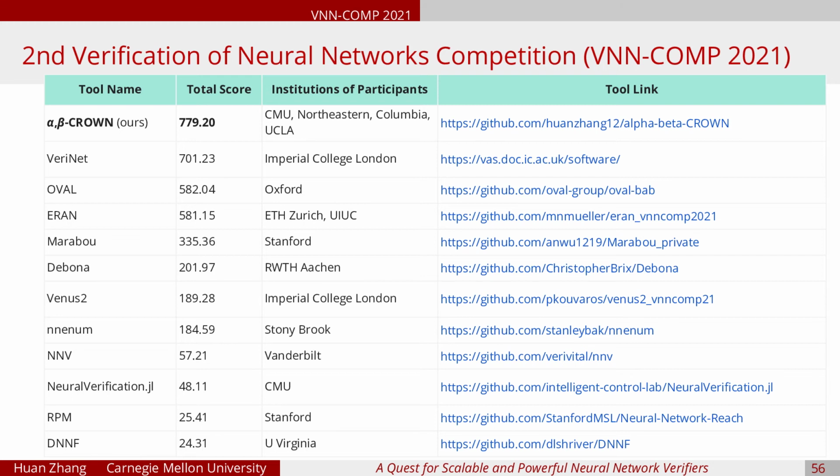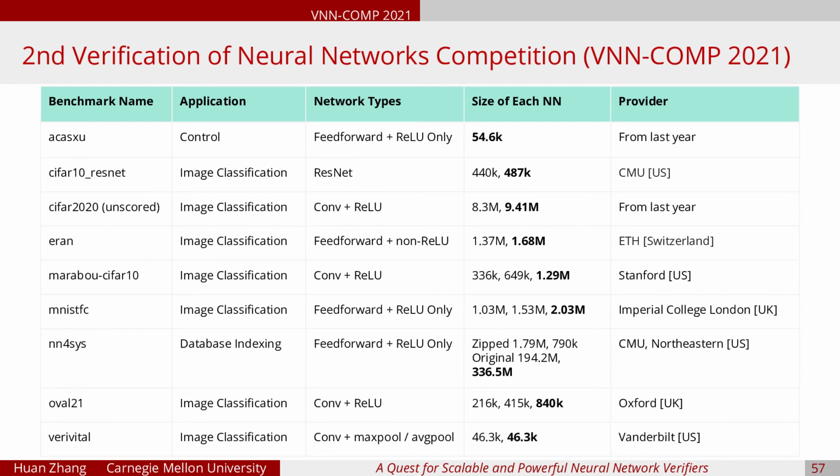There are 12 tools from different universities like Stanford, Imperial College London, and our tool is called alpha-beta-CROWN. And there are also some other tools which can also utilize GPU to do the verification. And there are 8 scoring benchmarks, and also unscored benchmarks from different applications: control, image classification, and also database. And there are small networks and also large networks.